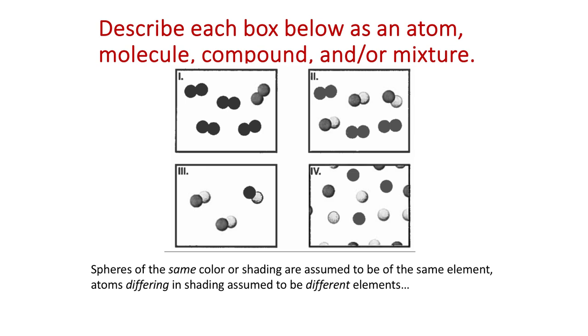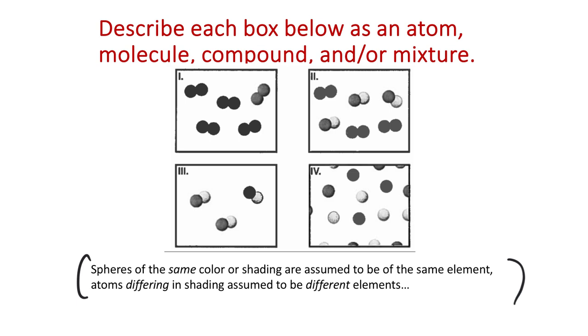Now, let's try to describe each box below as either being an atom, a molecule, a compound, or a mixture. In some cases, more than one of the terms may apply. But if we look at box 1, what term do you think best applies? So probably just molecule, right? Because, and this is something useful to know, sometimes when we show these particle boxes, whenever we show you the same shaded sphere, that's the same element. So the spheres that are the same color or shading are assumed to be the same element.